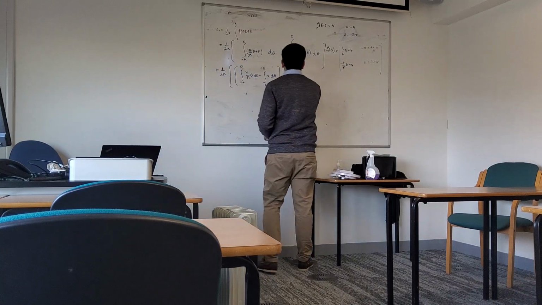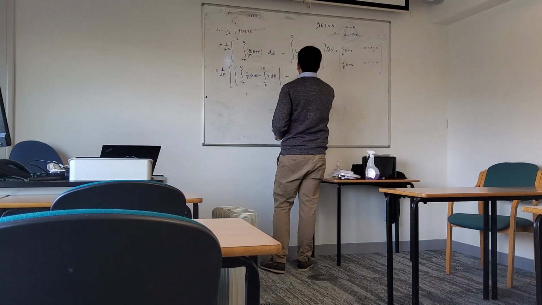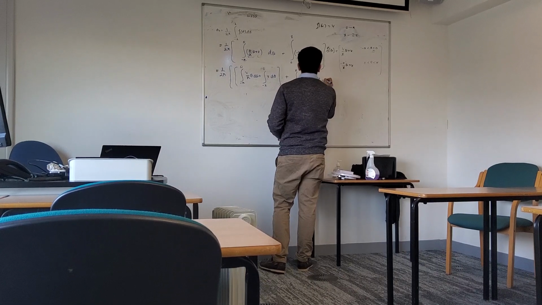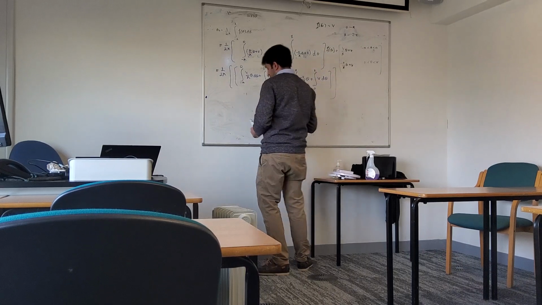Similarly, for this side it is integral 0 to pi of minus v by pi theta plus integral 0 to pi of v d theta. Here d theta as well. Is the answer V by 2? V by 2. Yes.